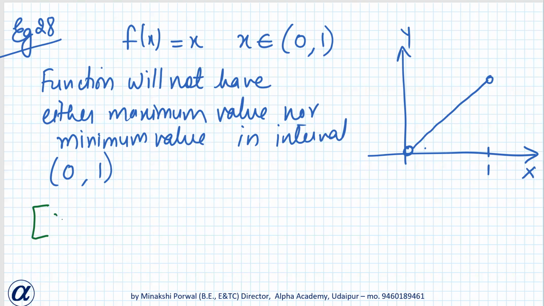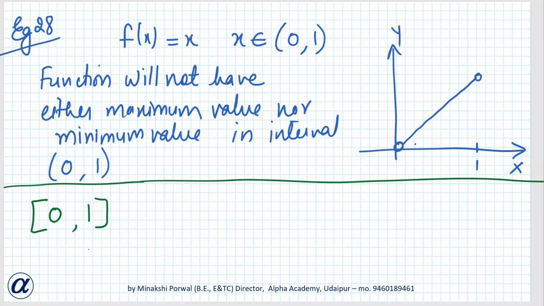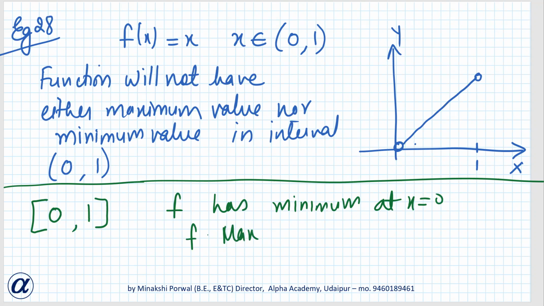If the question would be this, suppose we have to find the minimum and maximum value in this interval, then what would be the answer? Minimum 0 and maximum 1. So f has minimum value at x equals 0, and has maximum value at x equals 1, and as the function is x only, the minimum value will be equal to 0 only and the maximum value will be 1 only.